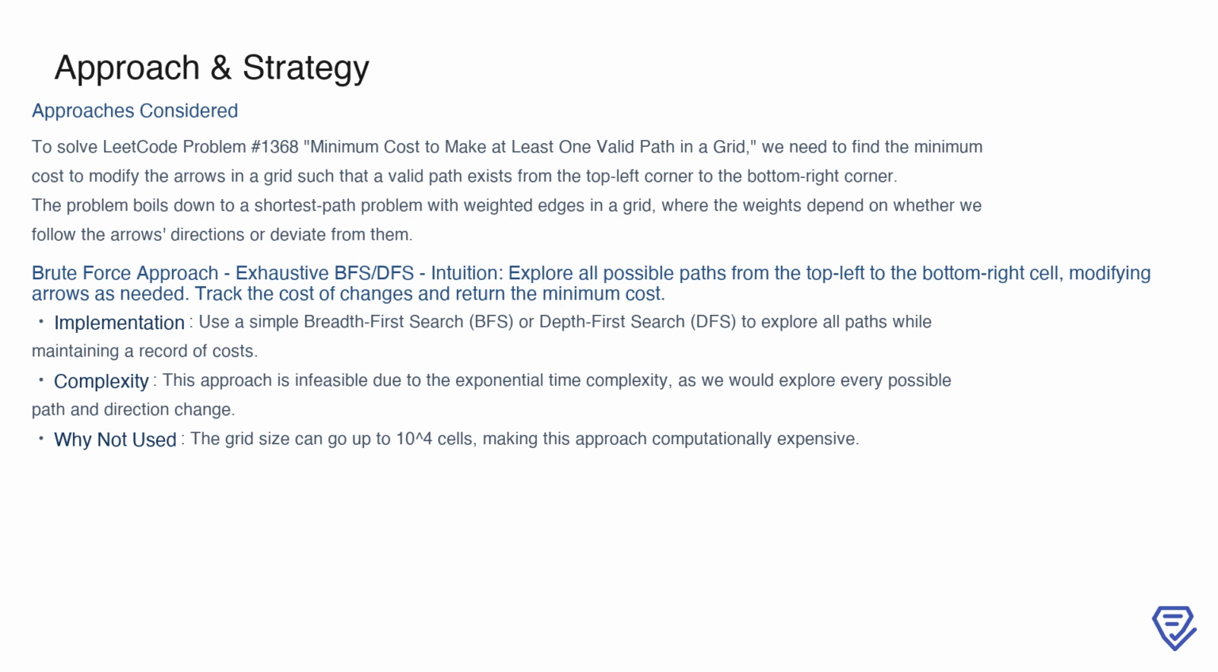One straightforward approach is to use exhaustive BFS or DFS to explore all possible paths. In this method, we start from the top left corner and explore every path to the bottom right corner, modifying arrows as necessary and tracking the cost of these modifications. However, this approach is computationally expensive. Since the grid can have up to 10,000 cells, the exponential growth in the number of paths makes this method infeasible. While it may provide intuition, its complexity means it's not practical for large grids.